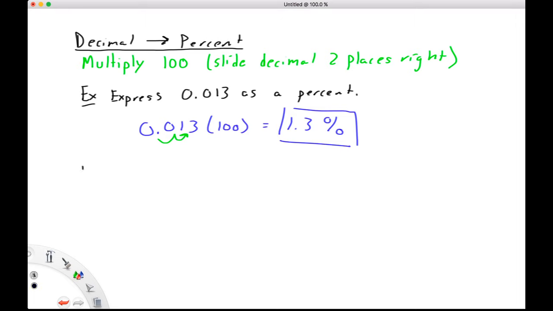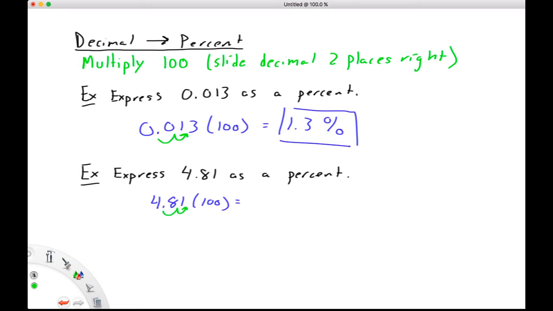This would be the same idea if we had to express something like 4.81 as a percent. We still want to multiply this by 100, 4.81 times 100. Or equivalently, we're thinking about this as sliding our decimal place over 2 points to the right. And so 4.81 would be 481%.